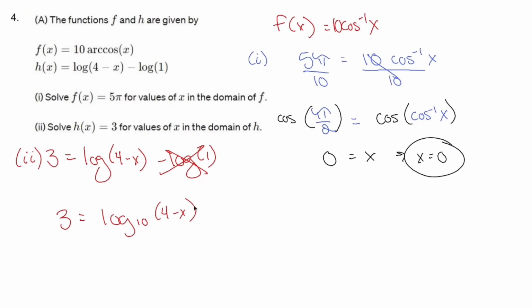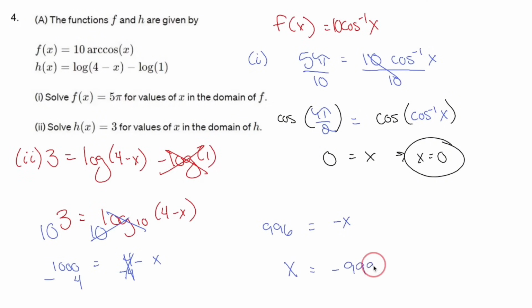I have to unlock the x. How? Well, you take the base 10 of both sides. And what that does is these guys cross out. You have 10 to the third, which is 1,000, equals 4 minus x. Subtract 4, and let me write it over here. Negative x equals 996. And if negative x equals positive 996, then positive x equals negative 996.